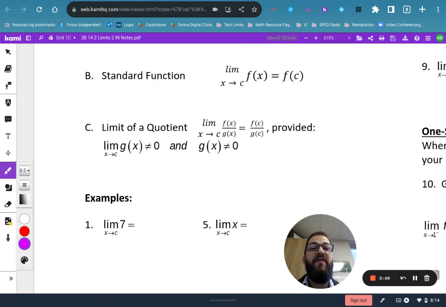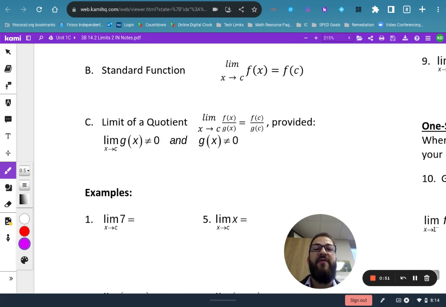plug into. If I have a function, the limit as x approaches c of f of x, just like we talked about last class, the first thing we're going to do is plug that c value in and hopefully get out a y value. Plug the number in, get a number out.